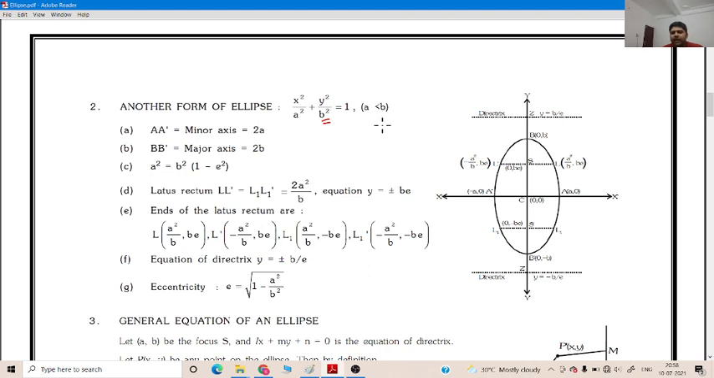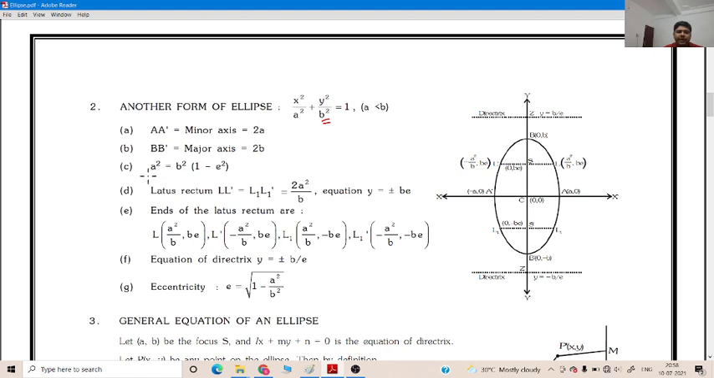If the denominator under y is greater, that means the major axis is along the y-axis. And if the denominator under x is greater, that means the major axis is along the x-axis. Similarly, the minor axis length is twice a, the major axis is twice b, and the condition is a square equal to b square into 1 minus e square.